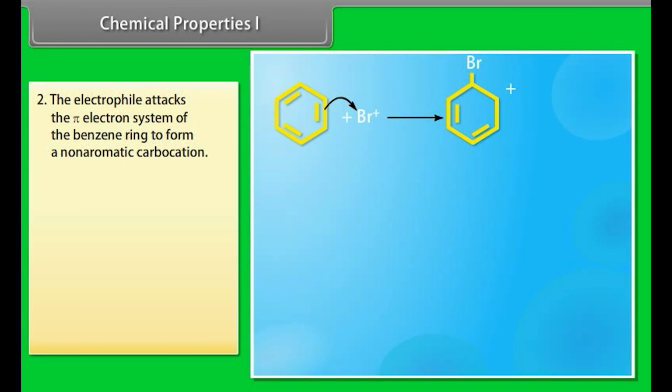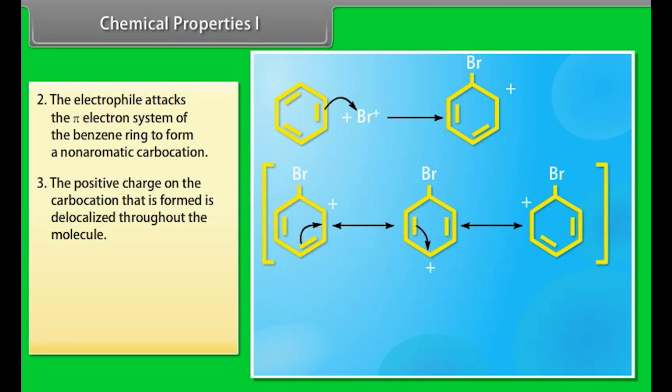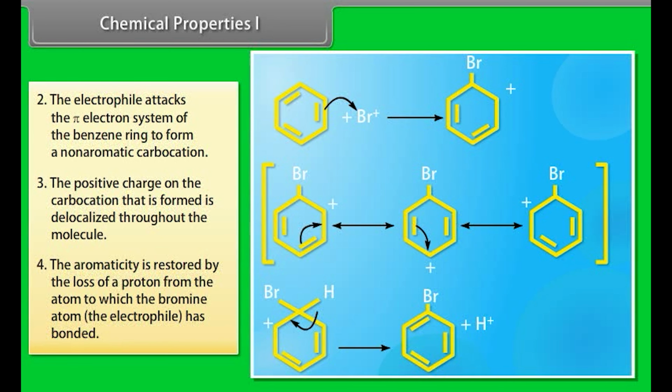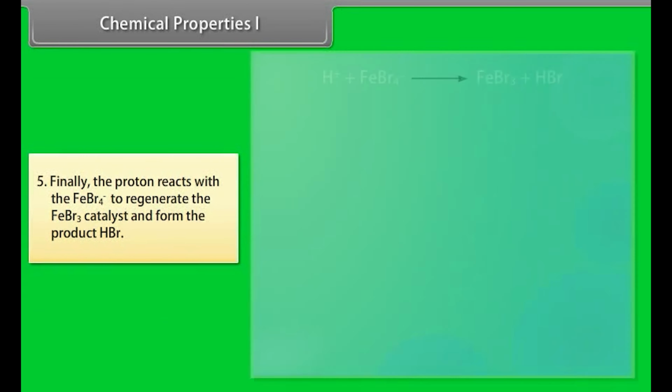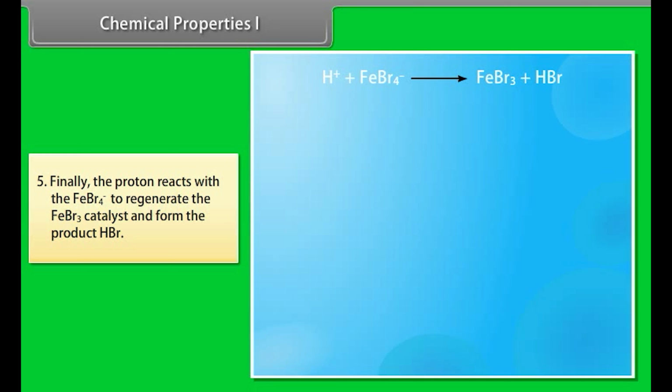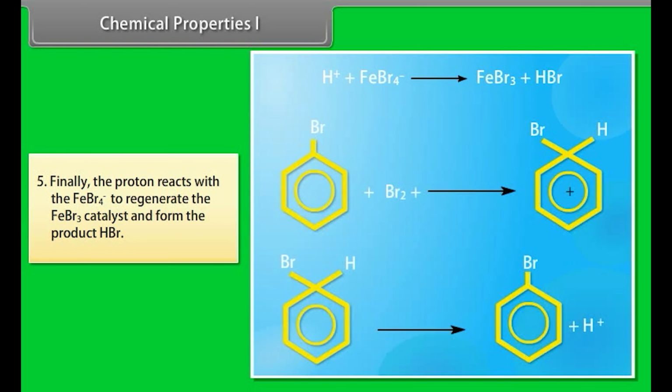The electrophile attacks the pi-electron system of the benzene ring to form a non-aromatic carbocation. The positive charge on the carbocation that is formed is delocalized throughout the molecule. The aromaticity is restored by the loss of a proton from the atom to which the bromine atom, the electrophile, has bonded. Finally, the proton reacts with the FeBr4- to regenerate the FeBr3 catalyst and form the product HBr. You can summarize this particular electrophilic aromatic substitution mechanism like this.